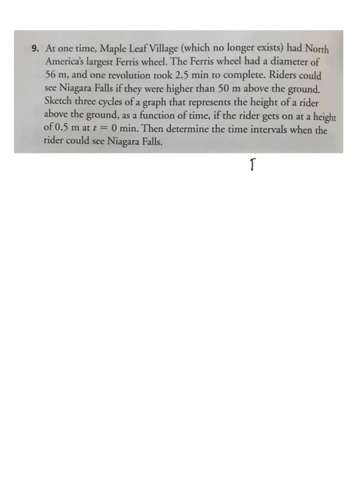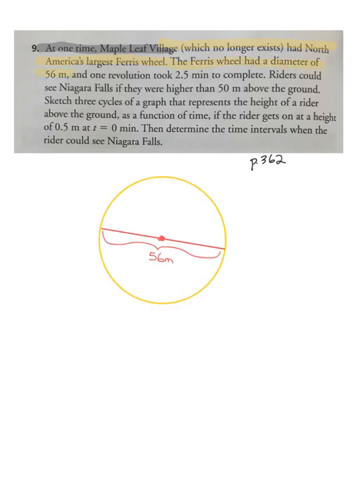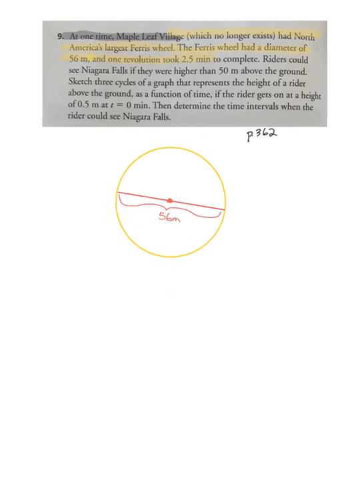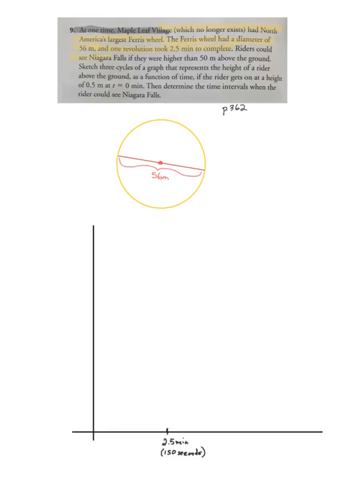Here's number 8 from page 362. At one time, Maple Leaf Village had North America's largest Ferris wheel. The Ferris wheel had a diameter of 56 meters. One revolution took 2.5 minutes to complete. Riders could see Niagara Falls if they were higher than 50 meters above the ground.